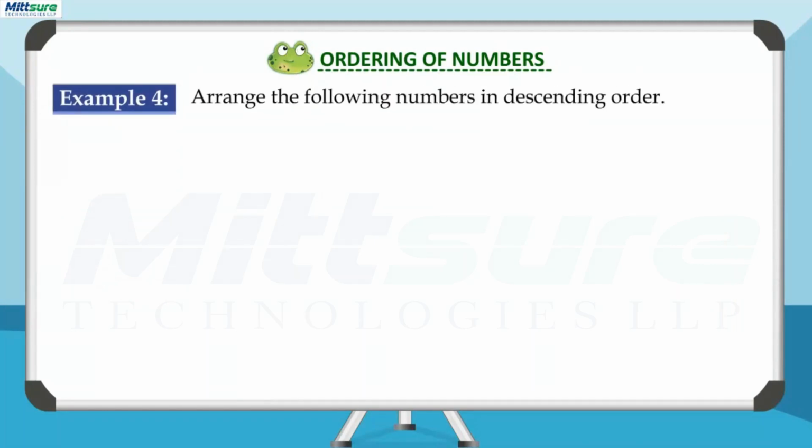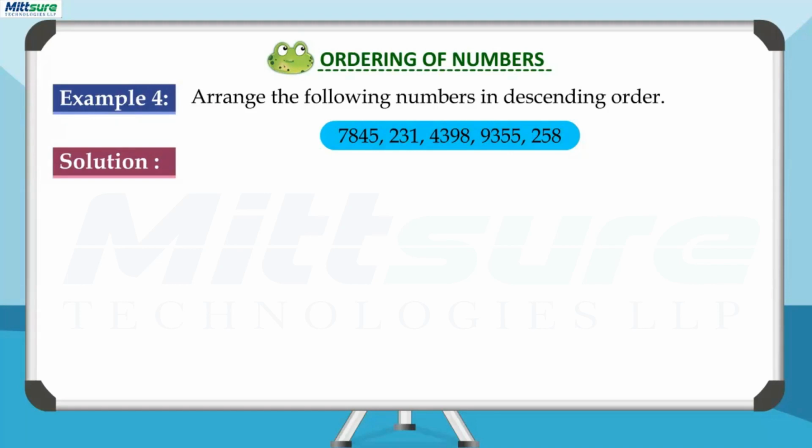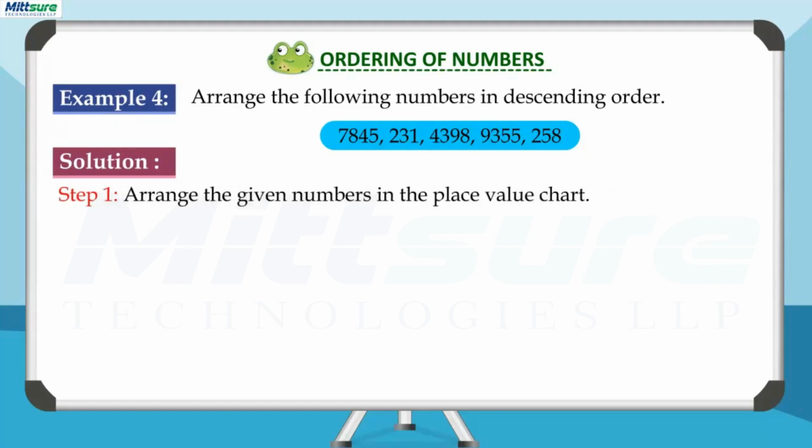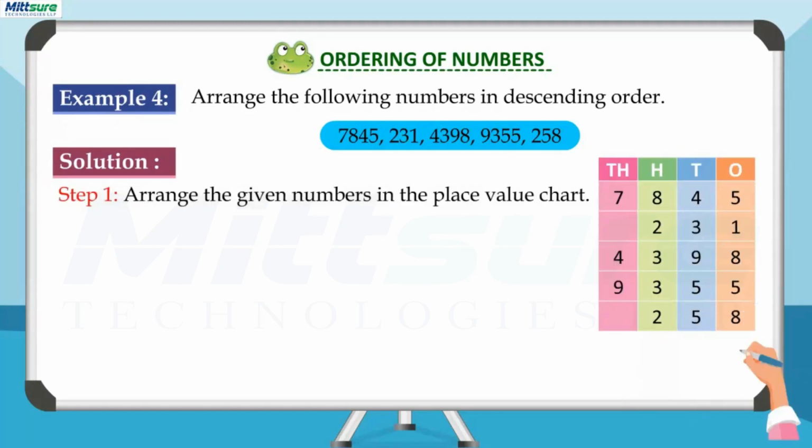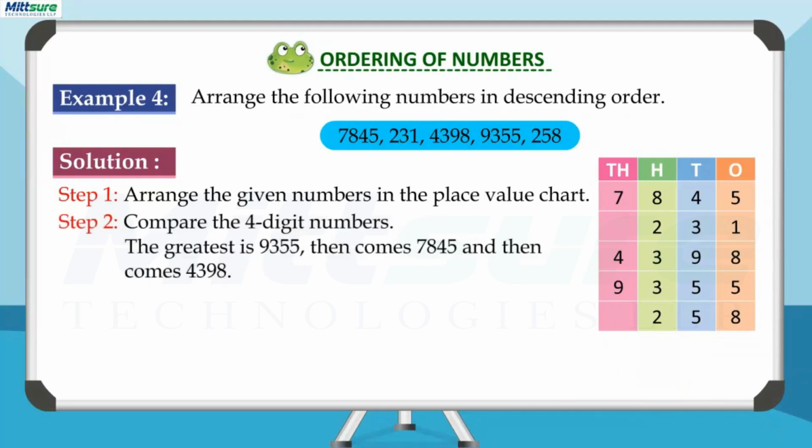Example 4. Arrange the following numbers in descending order: 7845, 231, 4398, 9355, 258. Solution. Step 1. Arrange the given numbers in the place value chart. Step 2. Compare the four-digit numbers.